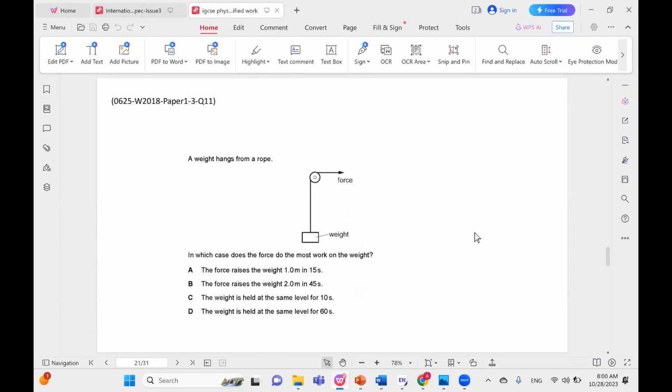A weight hangs from a rope. In which case does the force do the most work on the weight? So this is a nice question. It's a bit tricky, but if you avoid the trick, it becomes very easy.